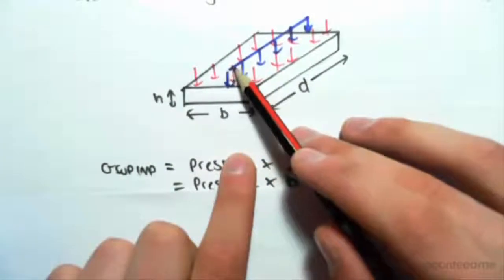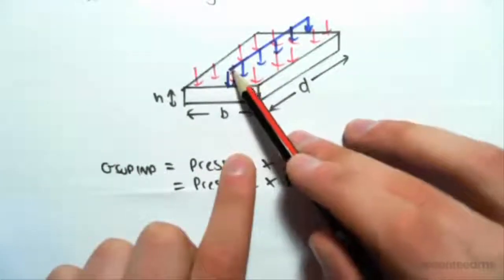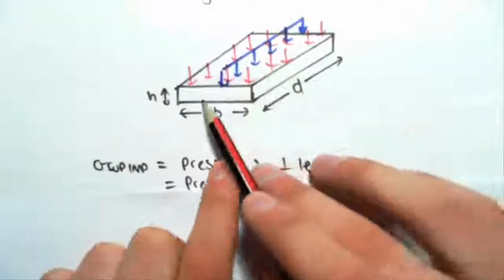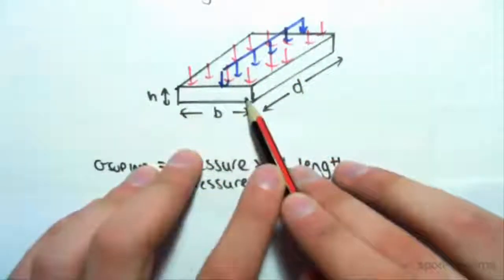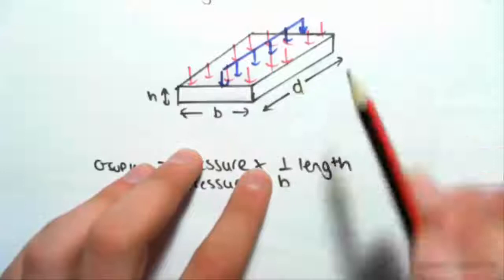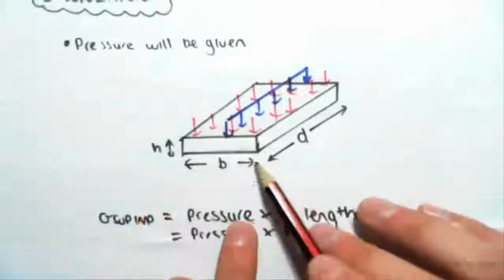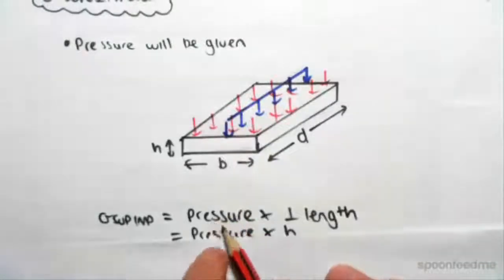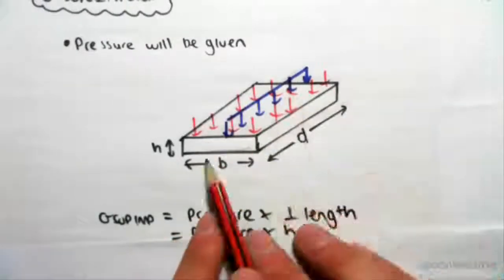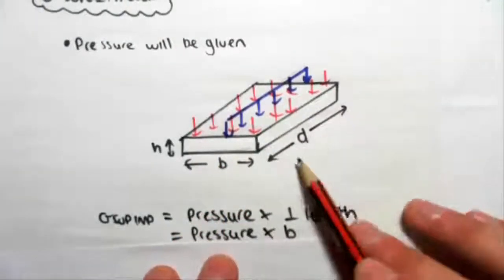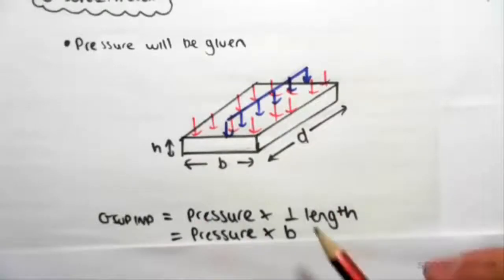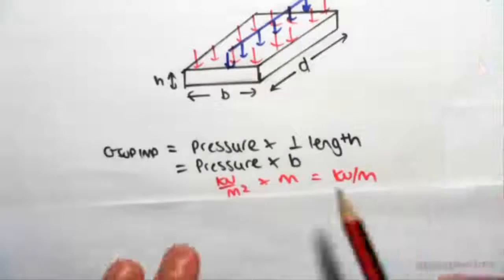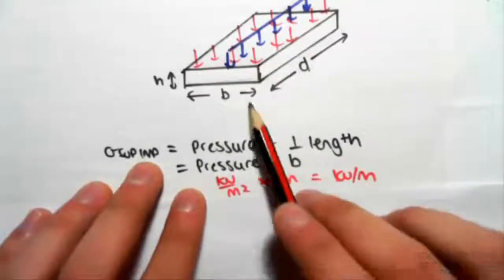If we want the linear load to be going in this direction, we multiply by the one perpendicular. So we multiply by B. So in other words, we're excluding D, okay? Once again, if we want the linear load going in this direction, we multiply the pressure by the length perpendicular to that load. We always exclude the one we want the load to go in that direction, if that makes sense. So in other words, we're going to go pressure times B.